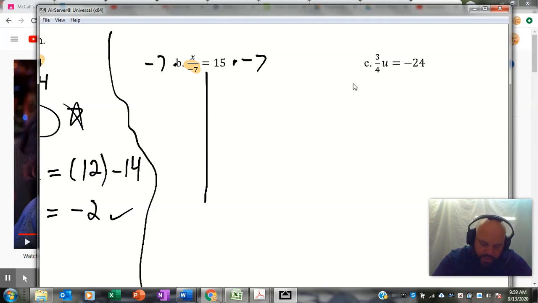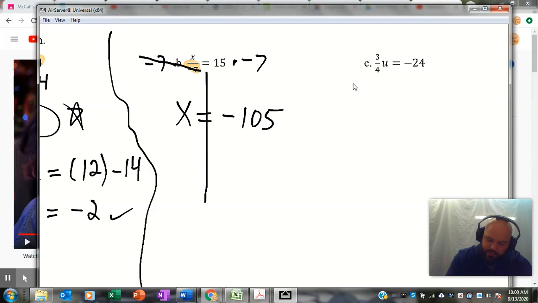So now on the left, negative 7 times x over negative 7, the negative 7s cancel. They go away, and we're just left with an x over here. Now on this side, we have a 15 times negative 7. So a positive times a negative is going to be a negative, and then the quick way to do 15 times 7 is to do 10 times 7, which is 70, and then 5 times 7, which is 35, and then add those two, and you get 105. So there is your final answer, negative 105.